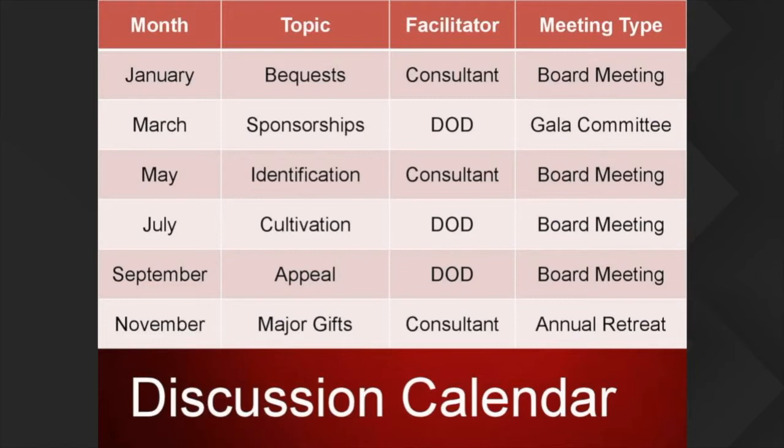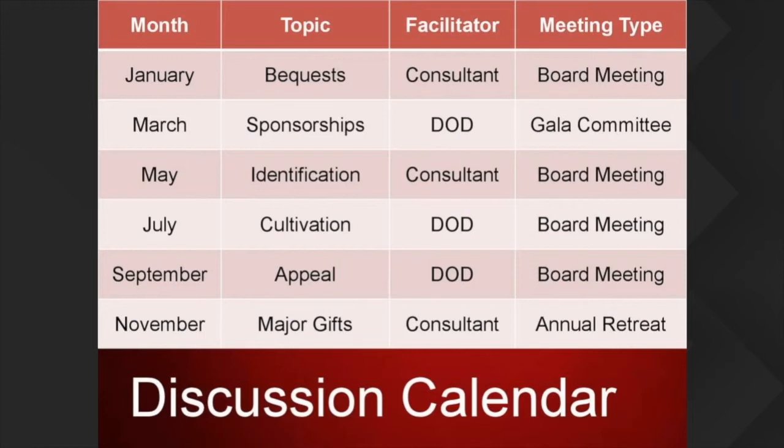So I want you to think about having a discussion calendar for the year, where every month or every time you have a meeting, you would have a fundraising topic. And this is just a very general suggestion example, but you come up with your own topics. So in January, you might have a discussion about bequests at your board meeting, and you may decide that you don't have anybody internal who can facilitate that discussion. So you might want to hire a consultant, or your development director or your executive director or board chair or board member can lead the discussion as well.